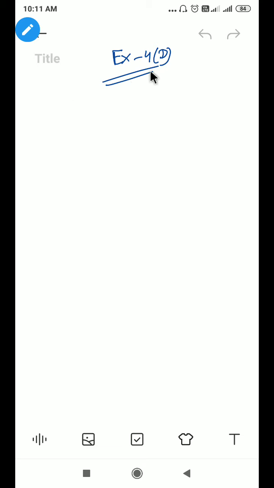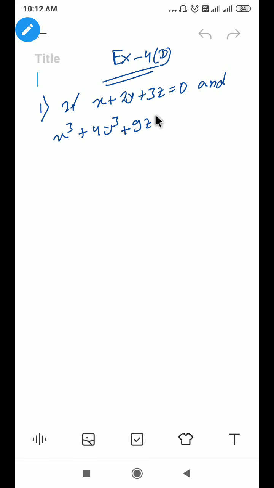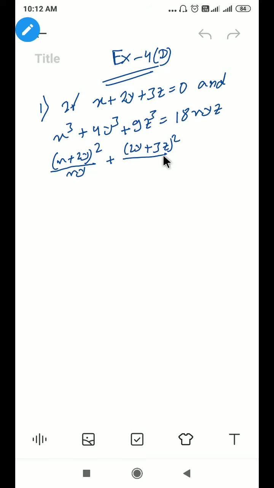Exercise 4D. Question number 1 is given: if x + 2y + 3z = 0 and x³ + 4y³ + 9z³ = 18xyz, then find the value of (x + 2y)²/xy + (2y + 3z)²/yz + (3z + x)²/zx.